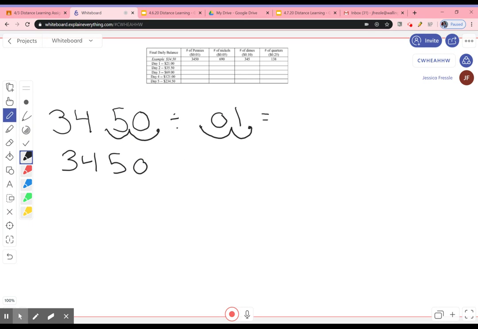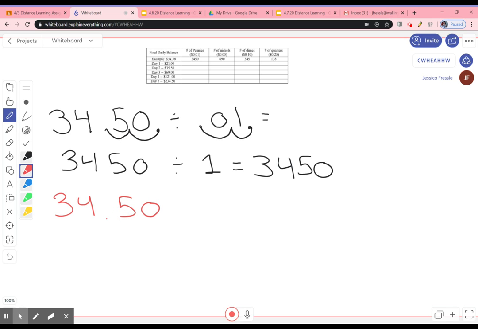And then our number is going to be 3,450 divided by 1. And then that's going to give us 3,450 pennies, which is what we have up here. Now we're going to do the same thing for nickels. So for nickels, we have $34.50 divided by 5 cents.